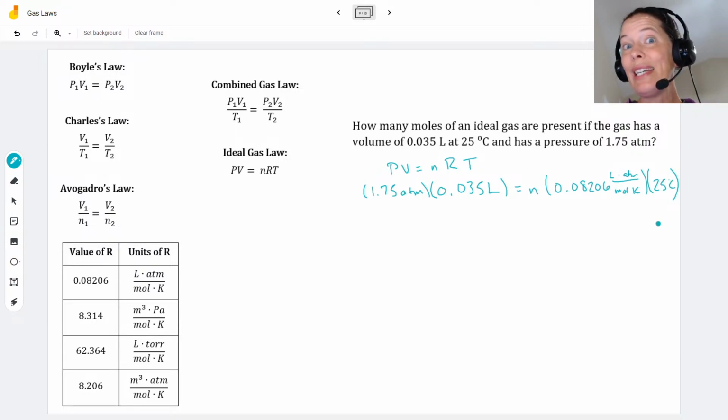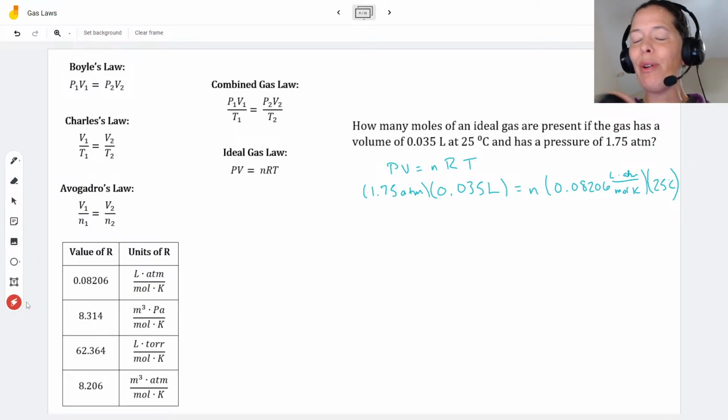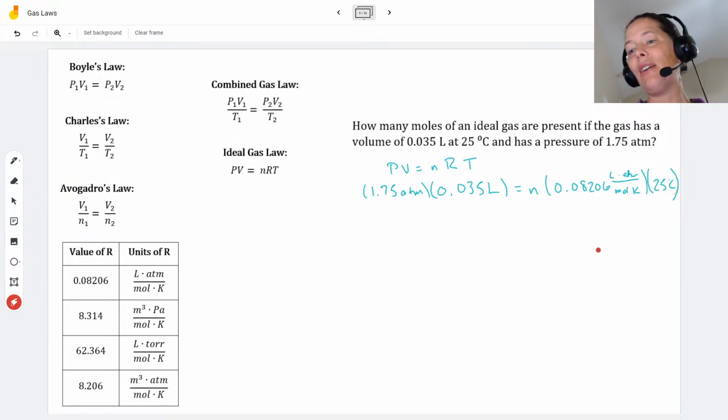So hopefully you see the problem that I have already run into. But let's just go through and we'll find it. So units, atmosphere, good. Liter, great. Mole is going to be what n equals, mole. But you can see I've got Kelvin here and Celsius here. Because remember, we cannot use Celsius when we use the gas law.